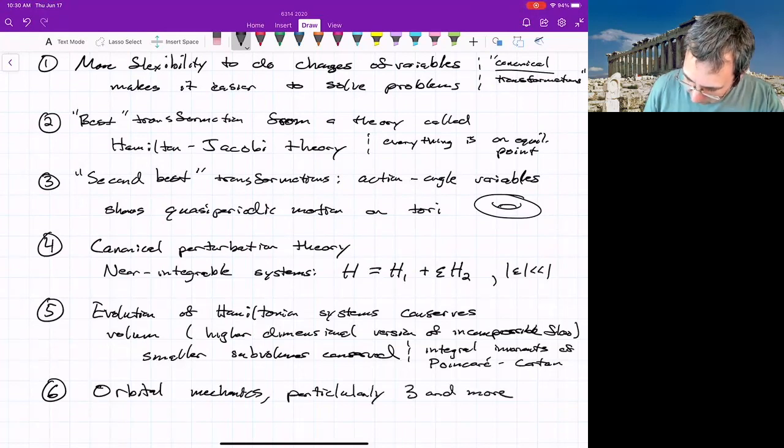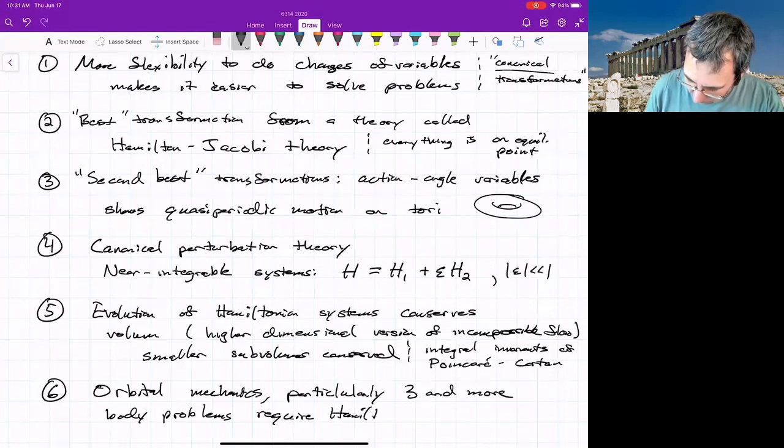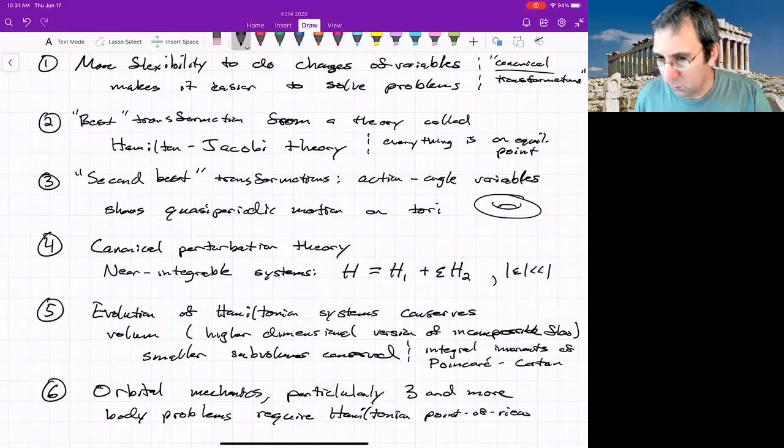So three and more body problems require a Hamiltonian point of view. There's a lot of interest now in space and for those studying aerospace. And now there's more interest in doing things not just in orbit around the Earth, but between the Earth and the moon. And that involves the three-body problem.